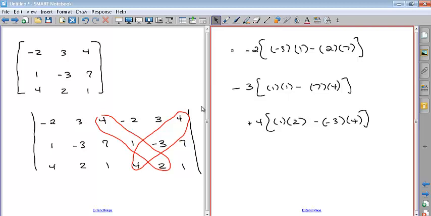The book looks at a 4 by 4, but it simplifies the whole calculation by having a particular column where you have zeros in all of the positions except one. So you can reduce it down to one calculation.